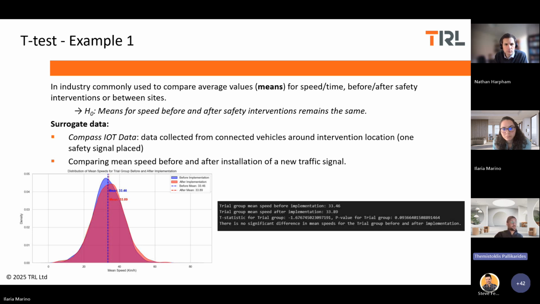However, if we wanted to go into more detail and confirm what we see graphically, we would do the t-test and find the p-value. Here in the black box, you can see the mean speeds of 33.46 and 33.89. You can see that the p-value is 0.09, which is bigger than the 0.05 threshold. Therefore, we see that there is no statistically significant difference between the speeds.